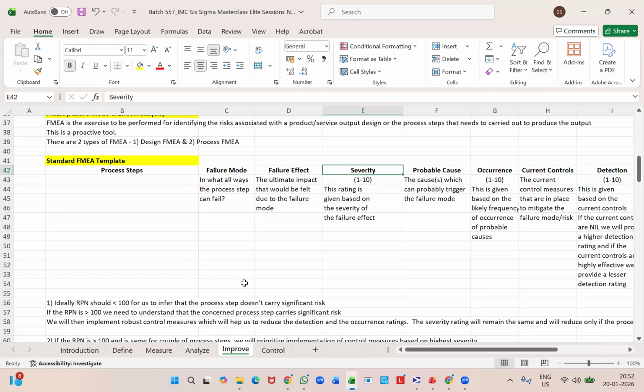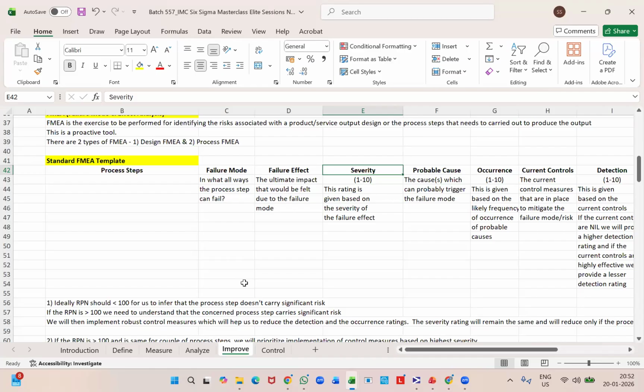In the pizza making process, one of the important steps is heating the pizza in the oven. When we heat the pizza in the oven, this is the process step, so what can be the failure mode for this, and in what ways can this process step actually fail?